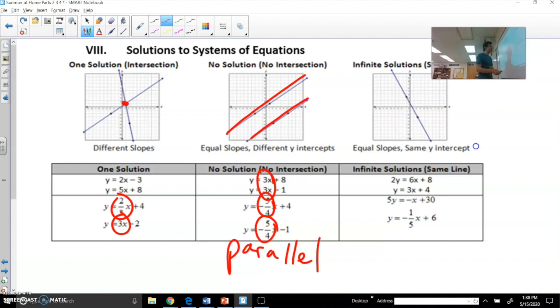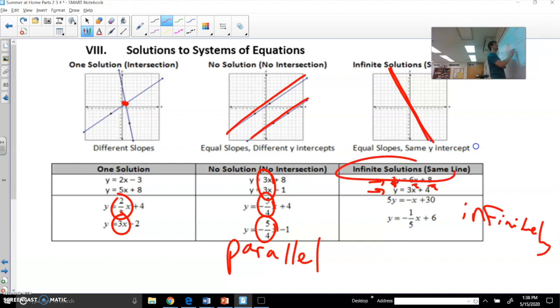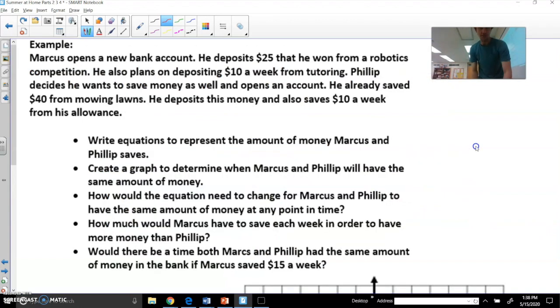Or maybe they look slightly different in their presentation, but once you solve for y, dividing everything by y itself, you may find out that you're talking about the same line, and so every point is in common. Then you go from no solution in the middle case to infinitely many solutions. Every point that they have in common is considered a solution.